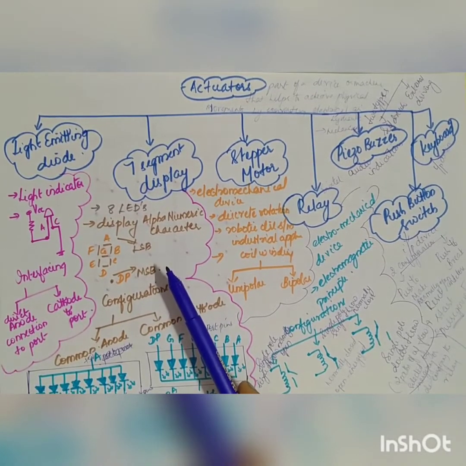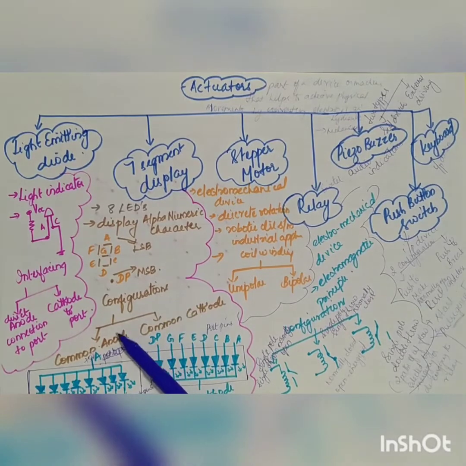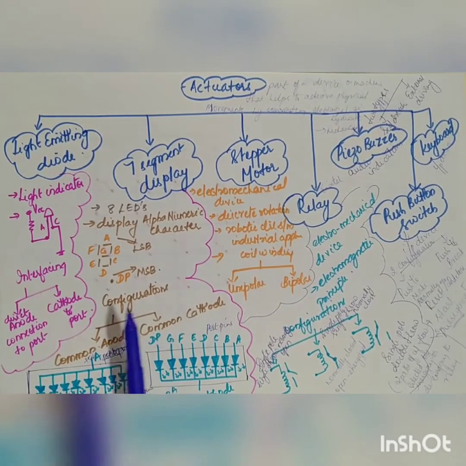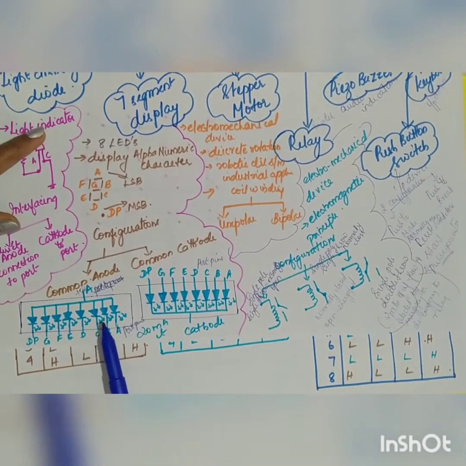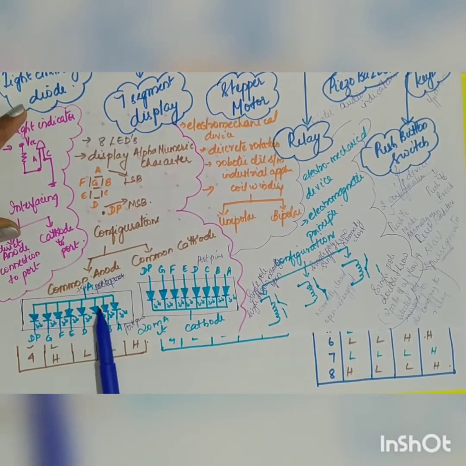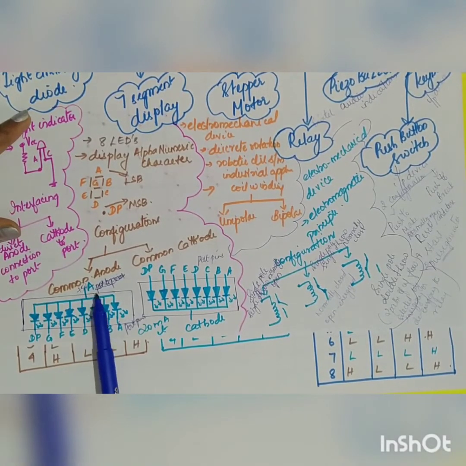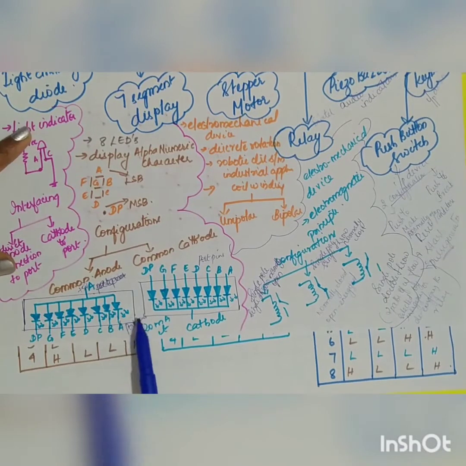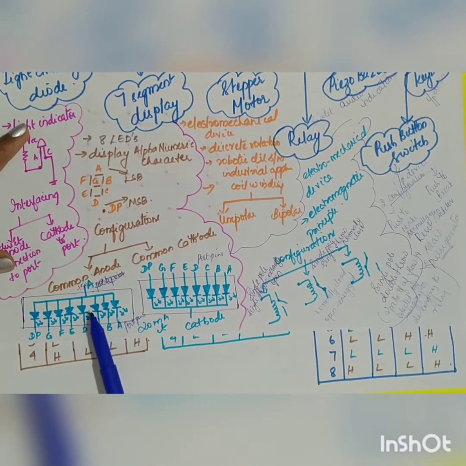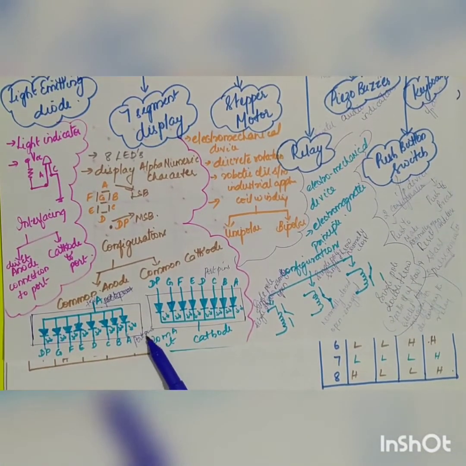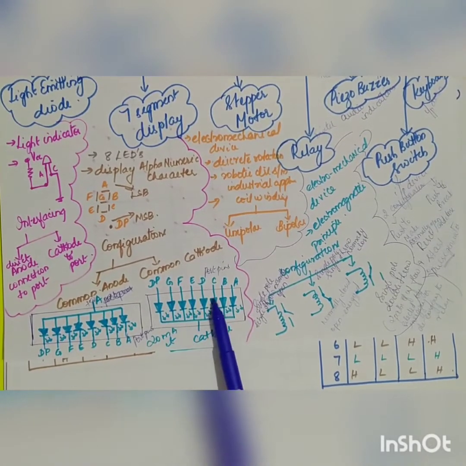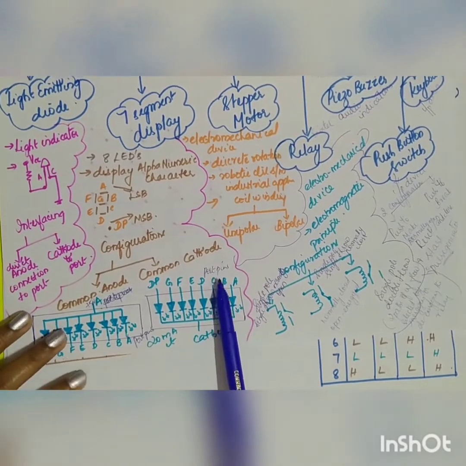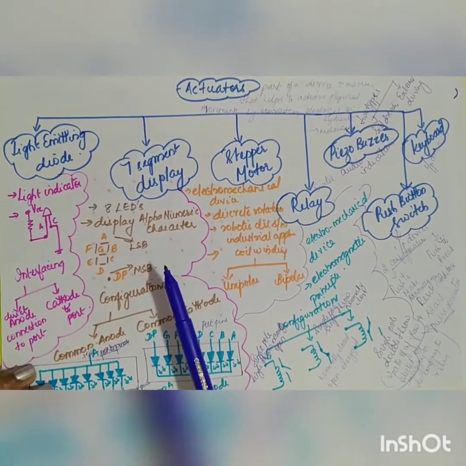Basically it is used under two configurations. One is common anode configuration and the other common cathode, just similar to your LED. This is your diagram of the common anode configuration, where all your anodes will be connected to your plus 5 volt or your plus VCC, whereas cathodes will be connected to your port pins. It is opposite to that of your common cathode, where all your anodes will be connected to the port pins of your microprocessor or microcontroller.